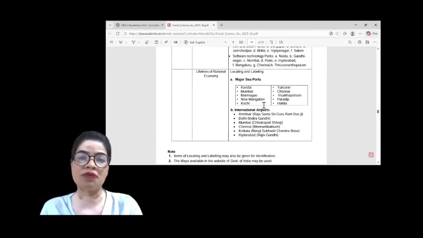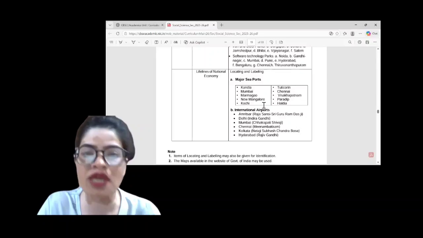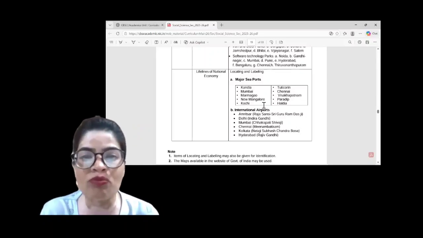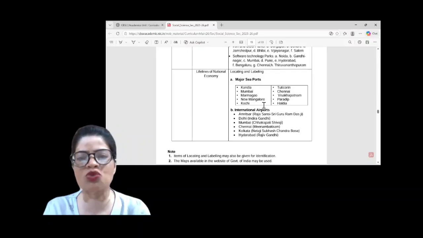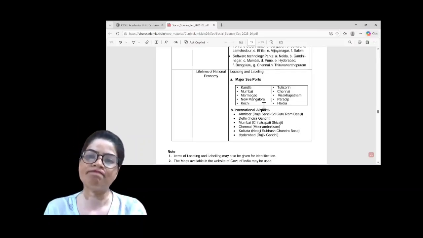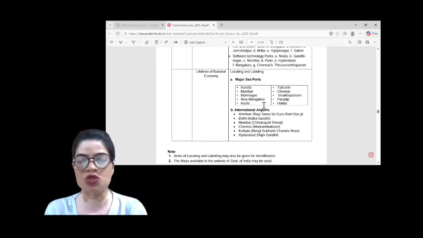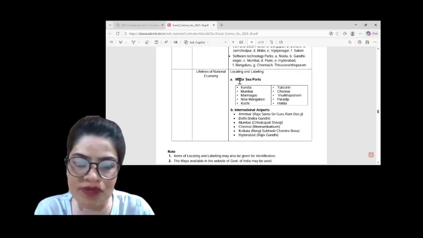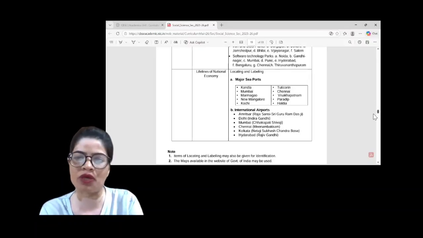And then major seaports, the last chapter which is just for maps. So from there, seaports, this time Kandla came, Mumbai, and Paradeep also. So these are going to come in your map pointing. Then international airports, that we will also be practicing in this session. So this is what we have to see from here.